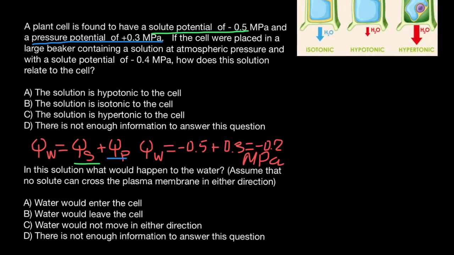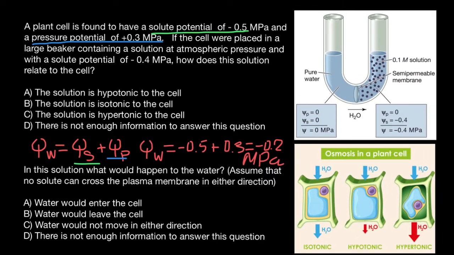Now I want you to take a look at this picture. Take a look at this left part, which represents pure water, and pressure potential is 0, solute potential is 0, so water potential here is also 0. We cannot get positive water potential, maximum 0 water potential for pure water.